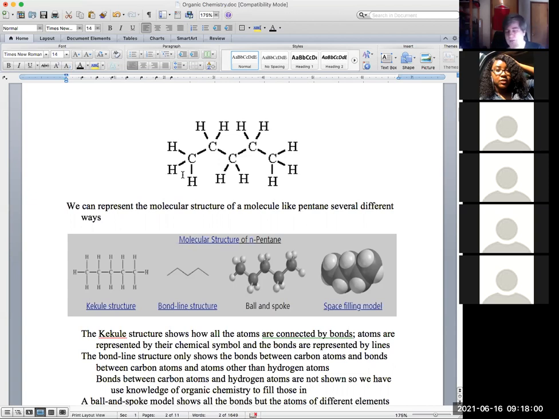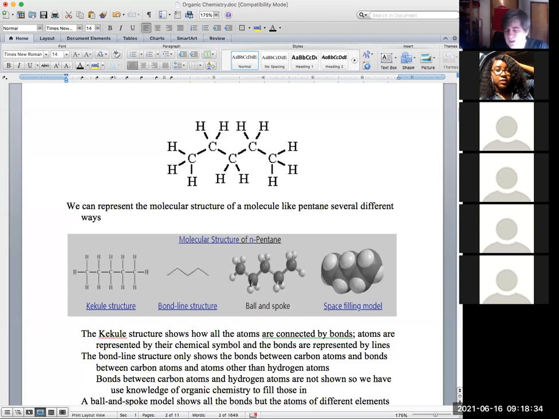And so a lot of times when we draw large molecules, because a lot of the molecules found in living organisms are very large, hundreds, thousands of atoms, we don't want to draw the hydrogens because they get in the way and obscure the skeleton, the basic shape. So a lot of times we'll see bond line structures. Now we can also use what's called a ball and spoke model, or sometimes a ball and stick model.